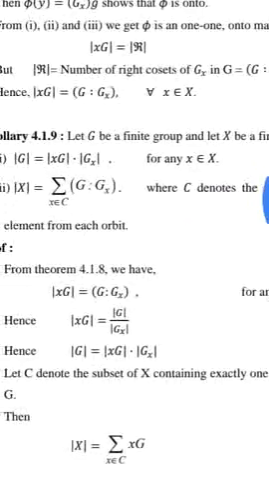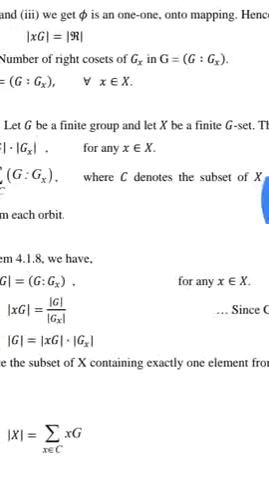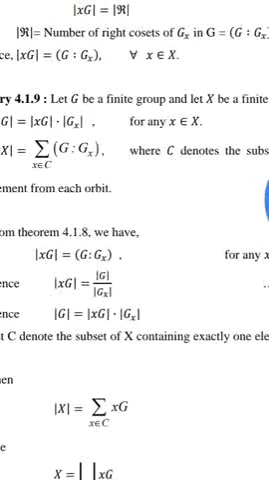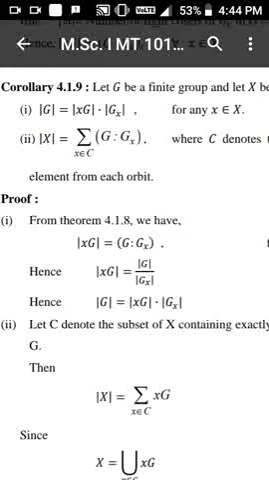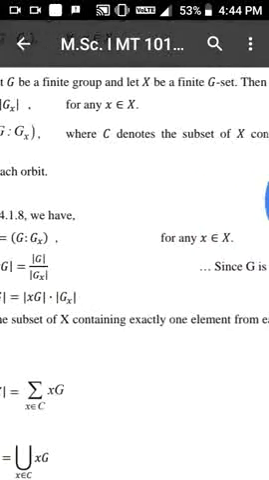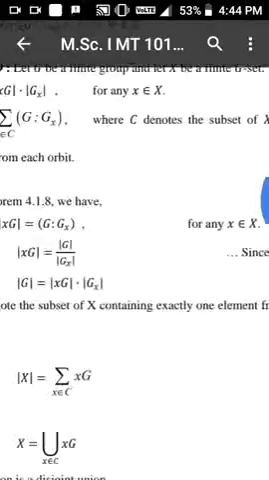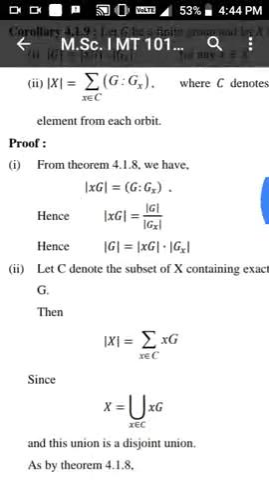Let G be a finite group and let X be a finite G-set. Then |G| = |X_g| multiplied by |G_x| for any x belonging to X. |X| is equal to the summation of the index of G_x in G, where C denotes the subset of X containing exactly one element from each orbit.